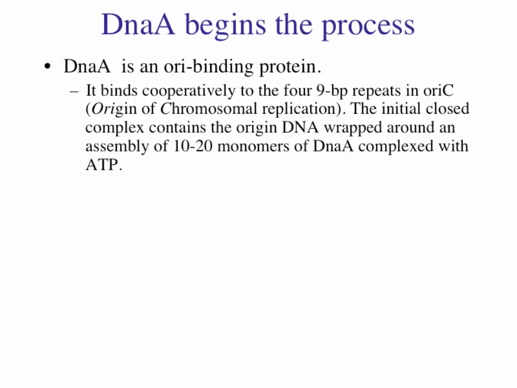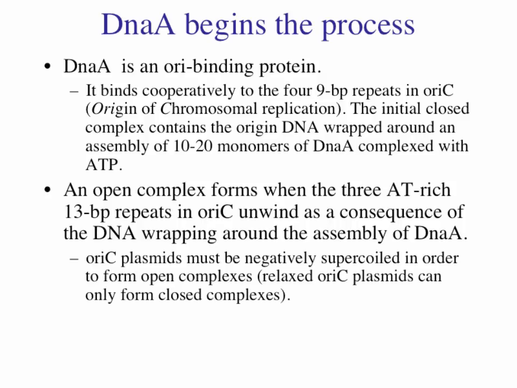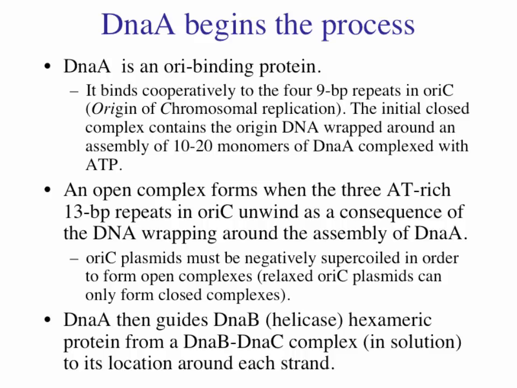Now, you have between 10 to 20 monomers of DnaA, and they also require ATP to do this. The AT-rich region has 13 bases in each repeat, and they're intertwined down the origin of replication. I'm going to show you a picture of that, so hold on. When DnaA binds to the 9 base pair repeats, that is the part that melts away. Once it melts away, that is going to guide the helicase and the helicase loading complex into the replication fork to allow helicase to start doing its job.